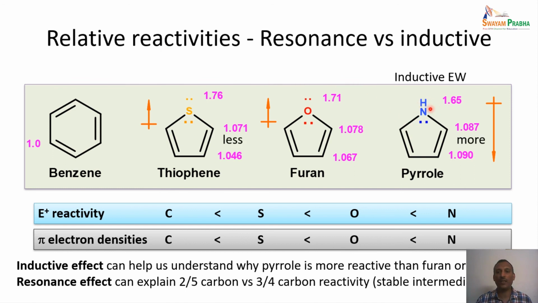And basically the nitrogen is inductively electron withdrawing, so that also plays a role in how it actually undergoes reaction. So in this particular case we have more electron density on pyrrole compared to less electron density on thiophene. So this is clearly reflected in the electrophilic reactivity. But the product distribution basically depends on the resonance as well as inductive effect.